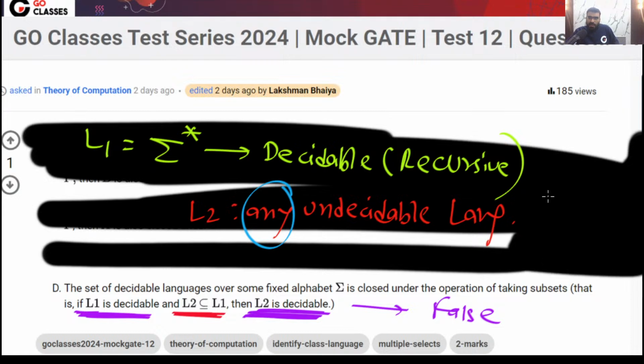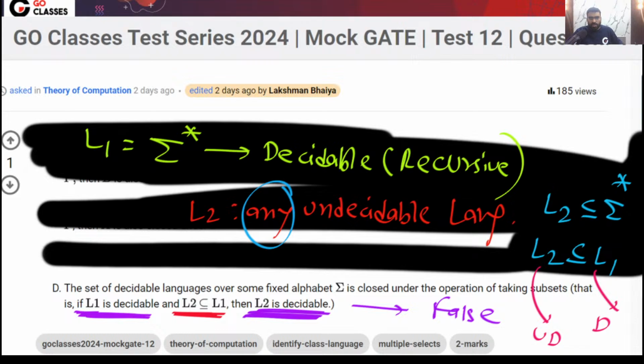Yes or no? Every language is a subset of sigma star. So you can see L2 is basically a subset of L1, where L1 is decidable, but L2 is undecidable. You have taken L2 as undecidable. You have taken any undecidable language. So remember, this D is actually false.